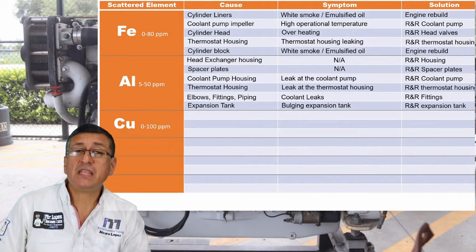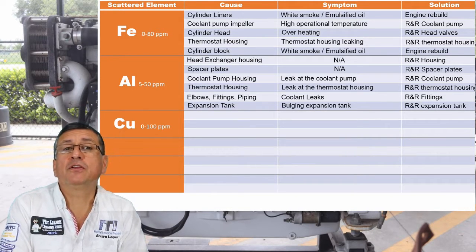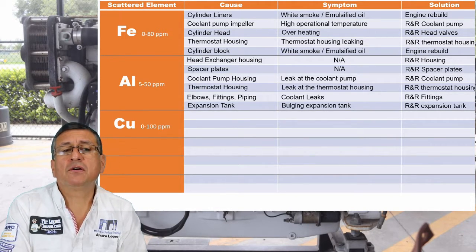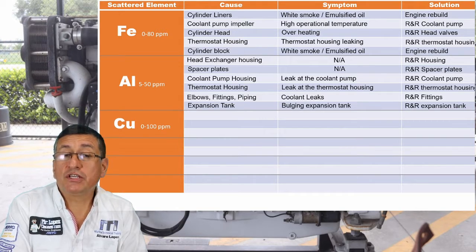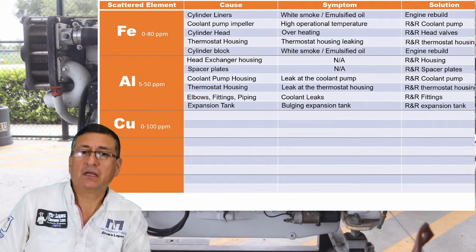The other very common metal is copper. If the content of copper is superior to 100 parts per million, remember, between 0 and 50 is normal. Between 50 and 100 is too much, an excessive amount of copper. But more than 100 is catastrophic. You need to stop the engine immediately.